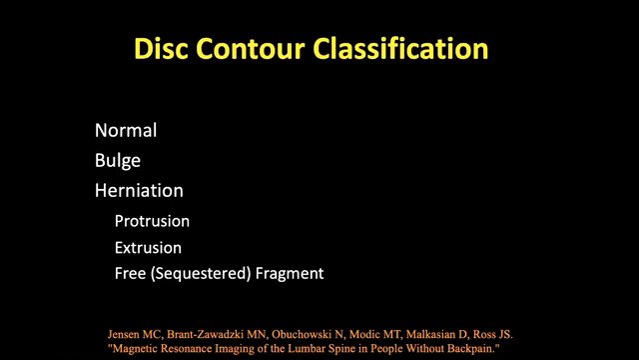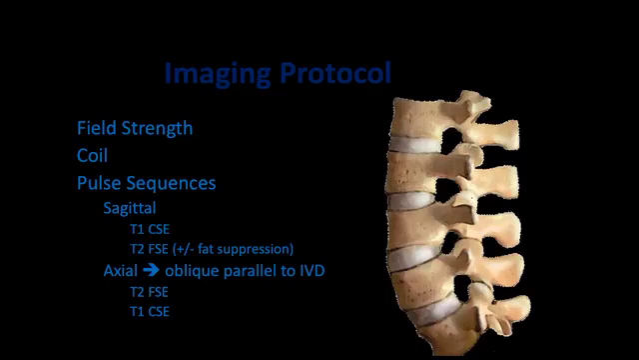So now let's move into how we would classify disc contour abnormalities. So this original study in the New England Journal rated things as a normal contour, bulge, herniations, which can be subtyped as protrusion, extrusion, or sequestered fragments. So again, to best characterize disc contour abnormalities, one should put at least one set of pulse sequences parallel to the intervertebral disc. And typically, I think the T2s work quite well for that.